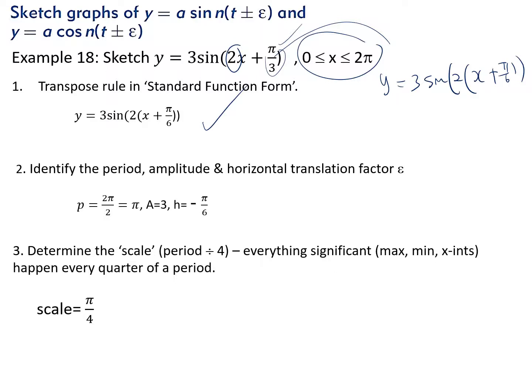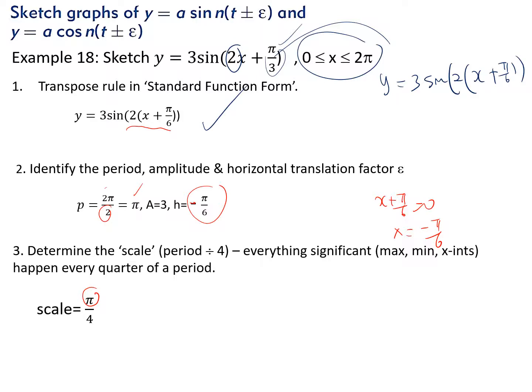Step 2, identify the period, which is 2 pi divided by 2, which is pi. The amplitude is 3, and the h, which is the horizontal shift, is a shift of pi/6 to the left. Okay, so negative pi/6, or you can equate this whole lot equal to 0, and you solve for x. You can see here x is negative. So h is negative pi/6, and determine the scale, which is step 3. Take the period divided by 4. So the period is pi divided by 4, so it's pi/4.